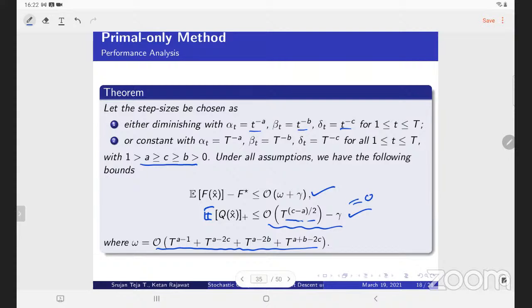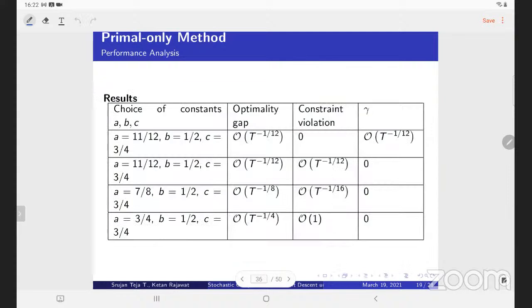So that was the main idea behind using this gamma suboptimal problem. Now we have to find a, b, c values such that these upper bounds are optimal. These are the different choices of these a, b, c values. However, at max we can achieve order t power minus 1 by 12 convergence rate. Another one is order of t power minus 1 by 8 for the objective, and order t power minus 1 by 16 for the constraint. For SCGD, for unconstrained stochastic compositional problems, the convergence rate is order t power minus 1 by 4. Here it's minus 1 by 12, which is worse compared to these unconstrained problems, which is due to the constraints.